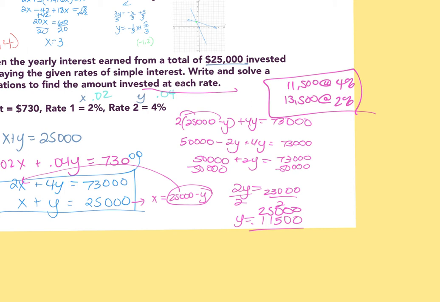Is that required? No, just know which one's which. Like if it had only asked you for the 2%, you got to know which one's which. Okay, so on the test I wouldn't have to say 11,500 at 4%. You would have to, yeah, you're going to tell me which one's which.